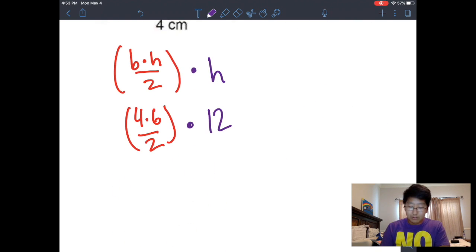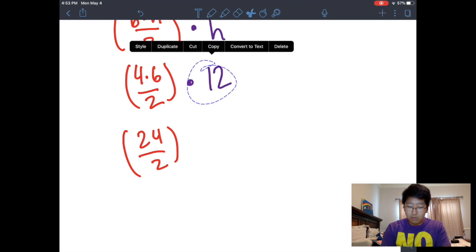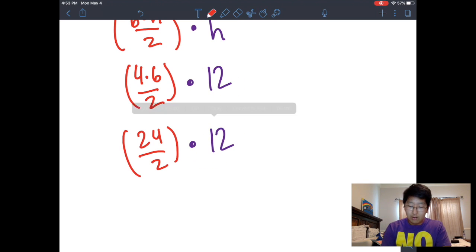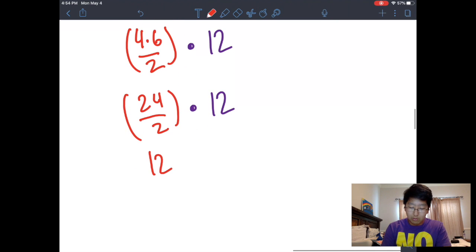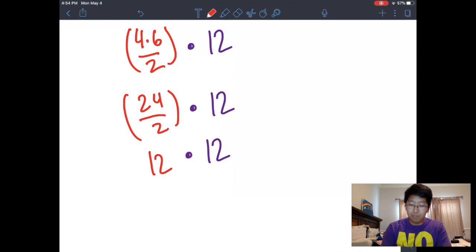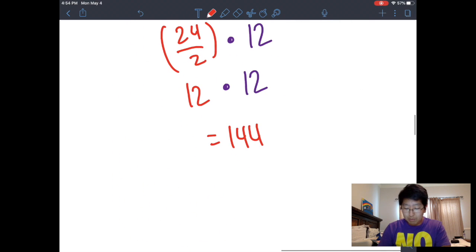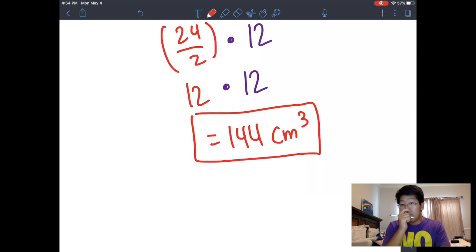Okay. 6 times 4 divided by 2. I'm going to do 6 times 4. I get 24, divided by 2, times 12. And then 24 divided by 2 is 12, so 12 times 12 is 144. I know 12 times 12 is 144. So this is 144, what are the units? Centimeters cubed. Okay.